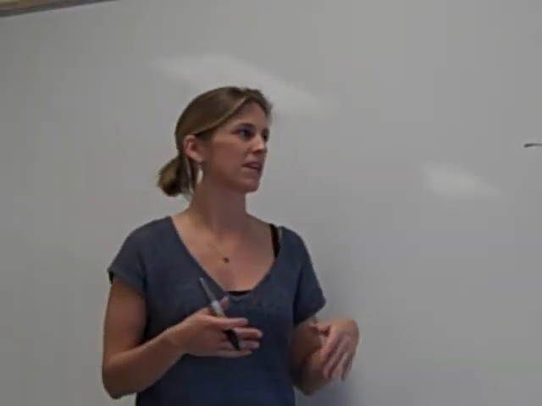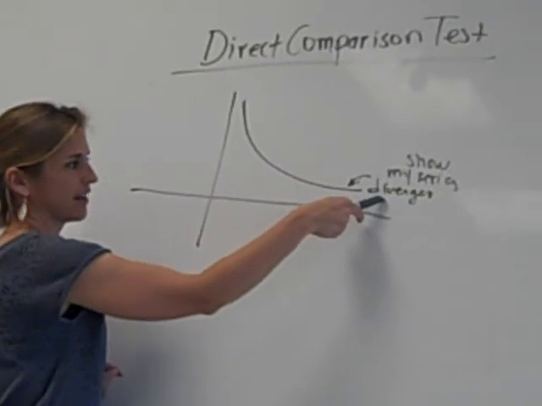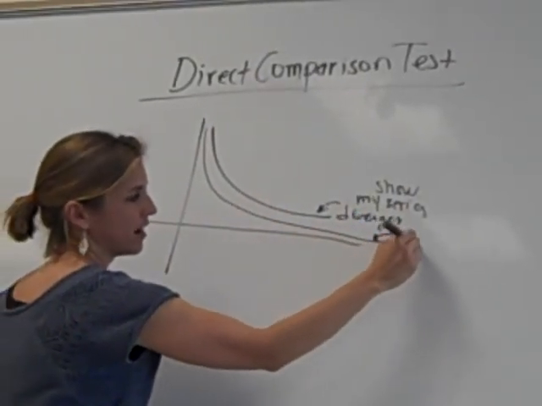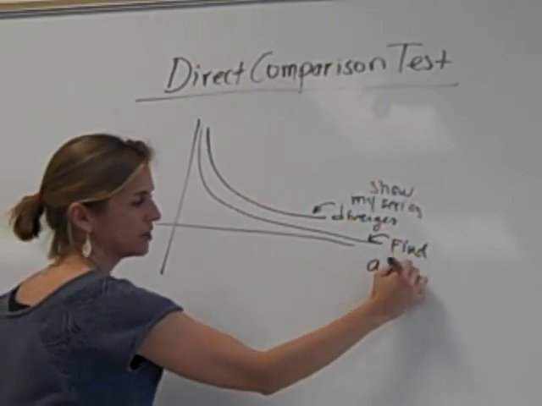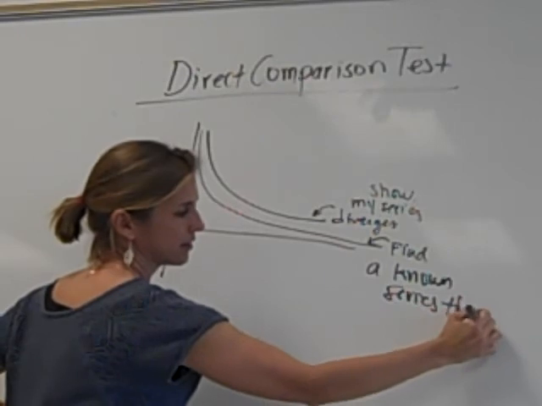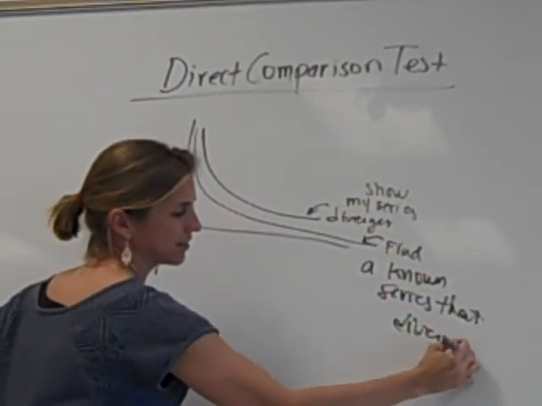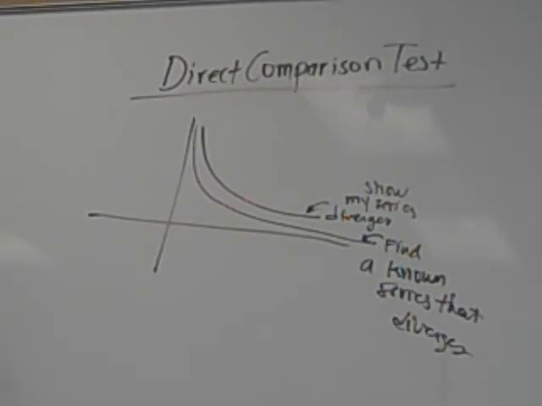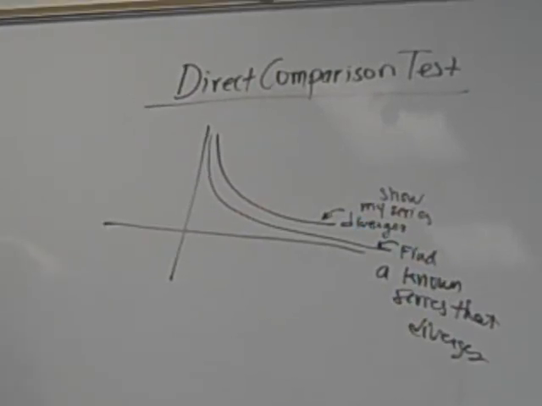Let me say it again. If I want to show that my series diverges, I can find a known series that I already know, and as long as that series is smaller than mine and diverges, then mine's going to diverge too. Does that make any sense?